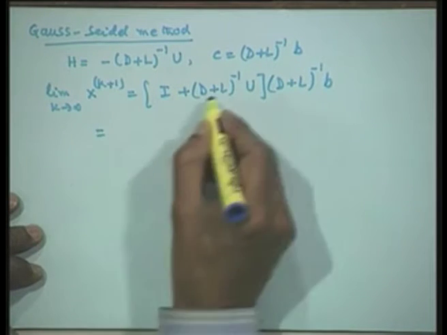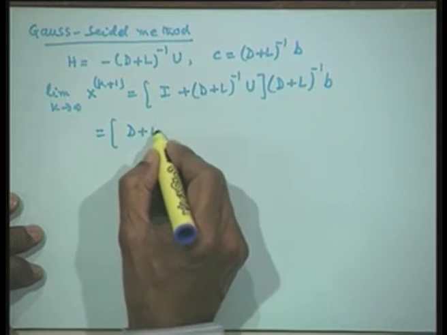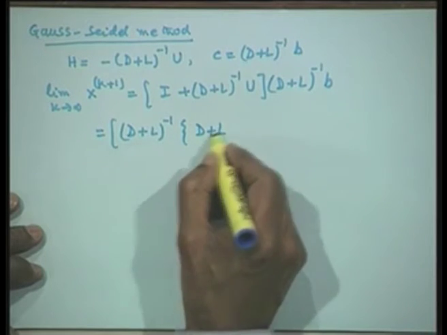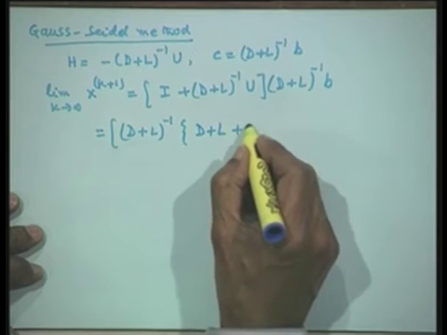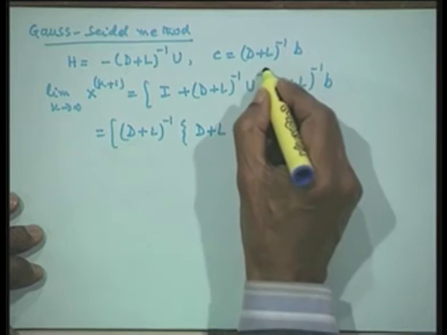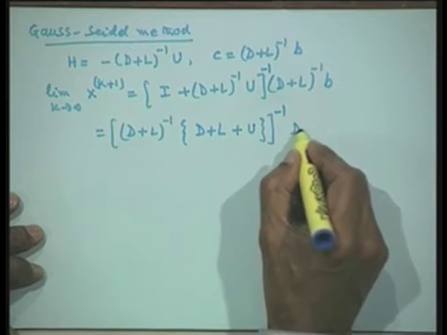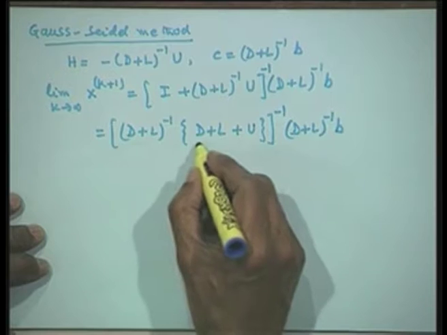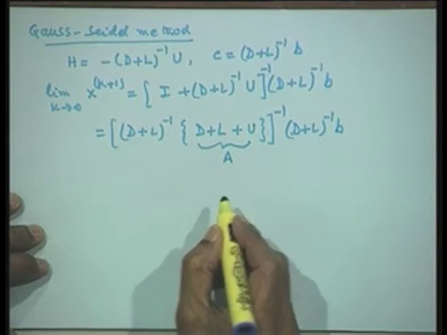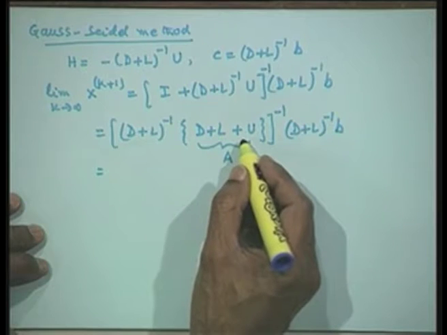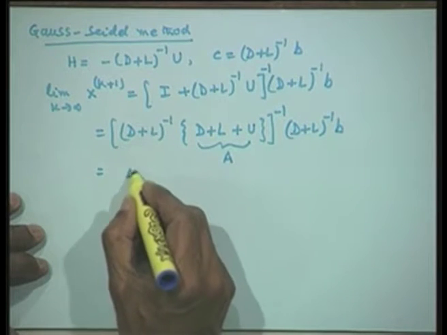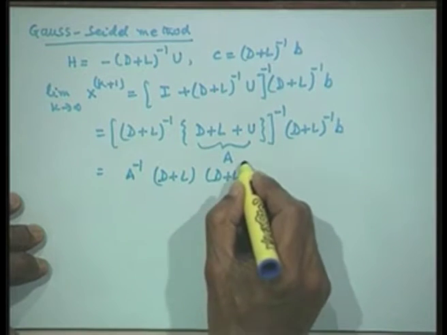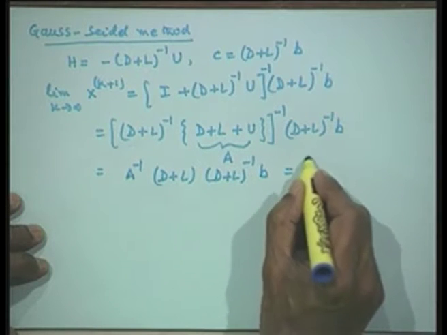Now, we do the same thing. Let me take out the factor (D plus L) inverse on the left, so that I is replaced by (D plus L)(D plus L) inverse. This is I plus U inverse (D plus L) inverse of B. Now, again this is A. Therefore, I take the inverse of this product. So, I will have A inverse (D plus L) inverse of B, that is again A inverse B.